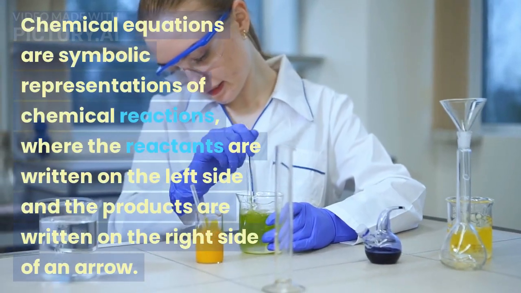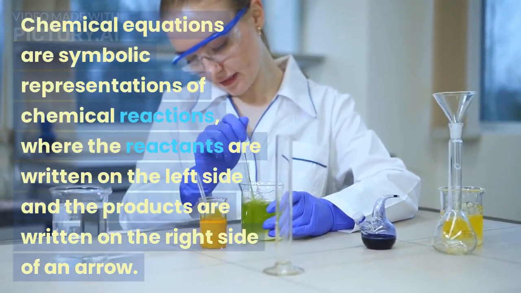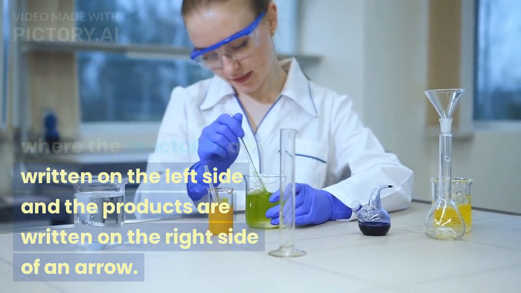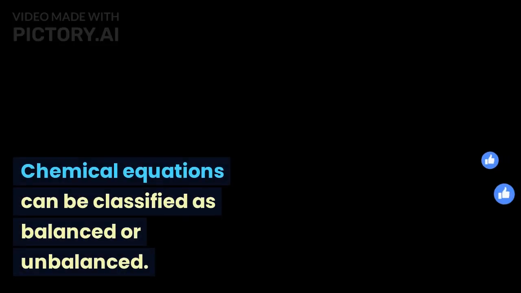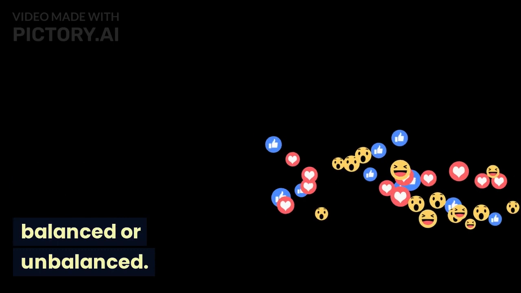Chemical equations are symbolic representations of chemical reactions, where the reactants are written on the left side and the products are written on the right side of an arrow. Chemical equations can be classified as balanced or unbalanced.